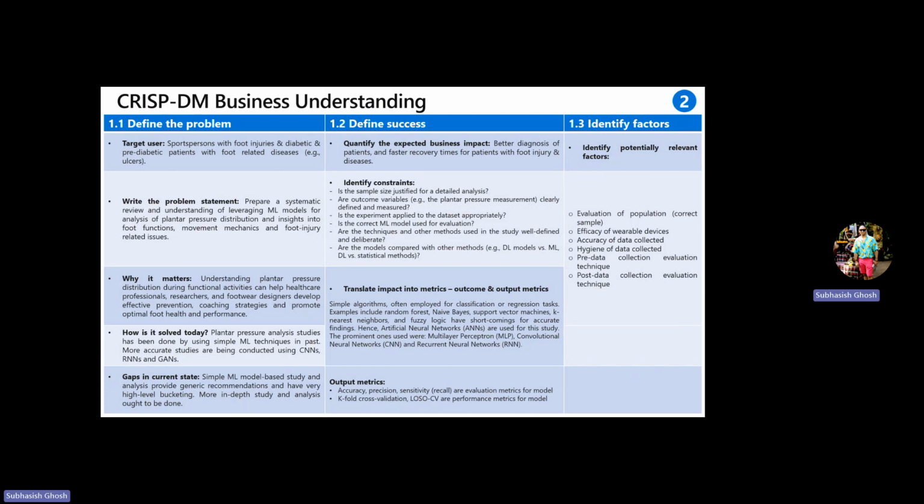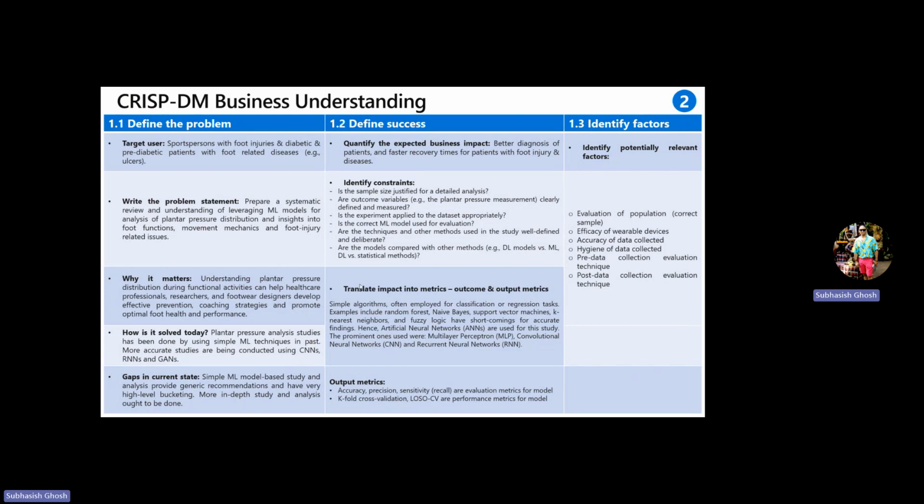And identifying potential relevant factors, yes, there are multiple. We have shortlisted a few of them. The evaluation of population and correct sample size is important. The efficacy of the wearable devices, which we're going to talk about later, is very important for the accuracy of the data collected, along with hygiene, and then the pre-data collection evaluation technique and post-data evaluation technique. These are all important factors for this particular study.